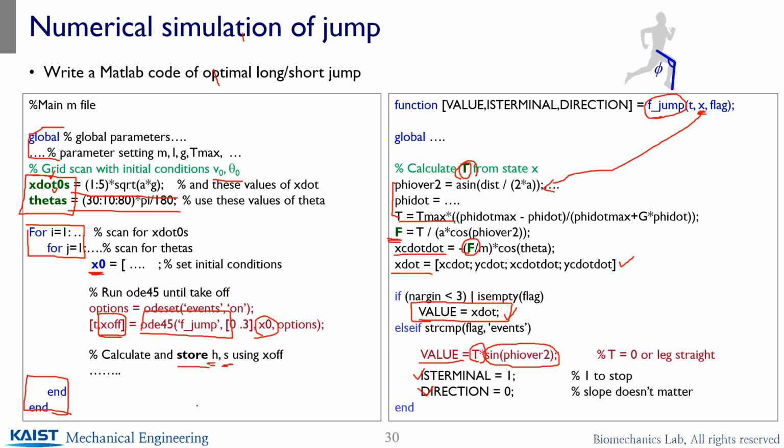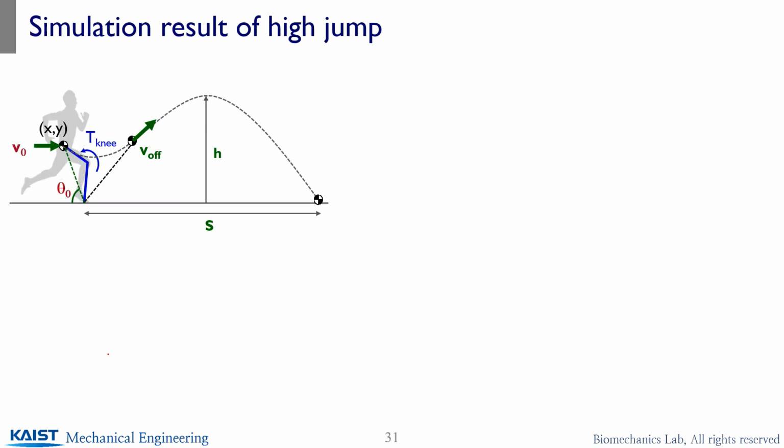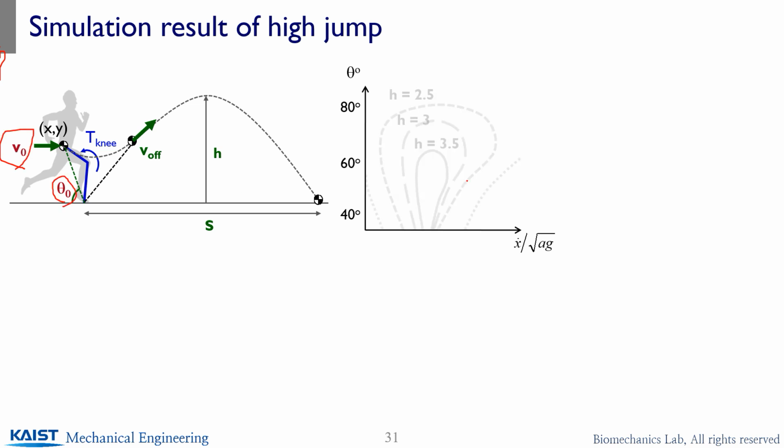So by doing so, you will have a resultant variable for the height and distance, and we'll see how it looks. Okay, so first let's examine the high jump. As a function of two input variables, v naught and theta naught, you will have a contour plot here. It seems like a local, or global, maximum exists here, right? Somewhere in the middle may be the optimal point.